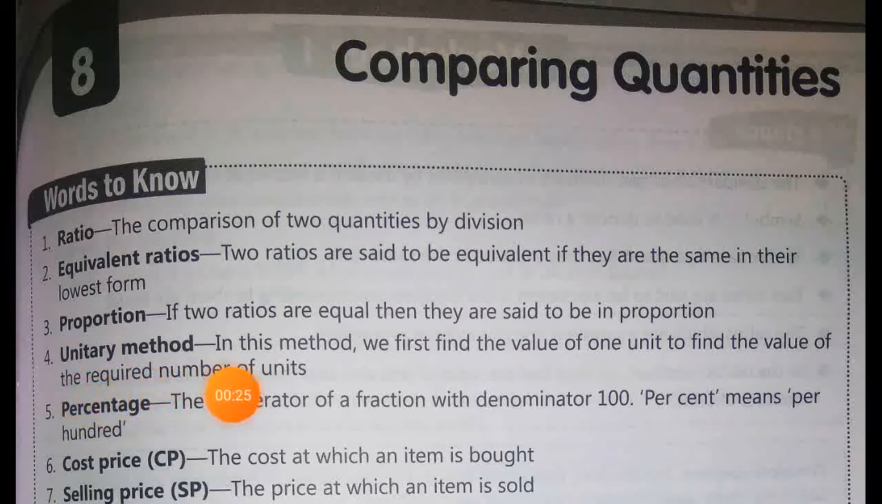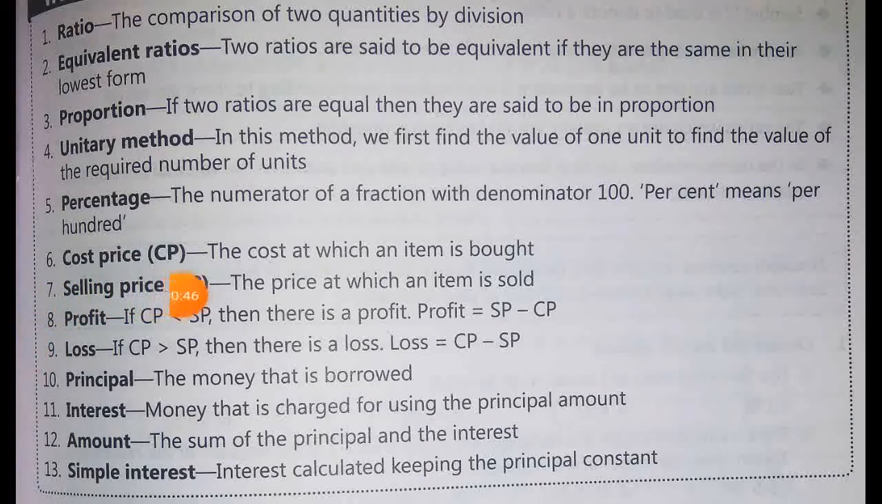Unitary method. In this method, we first find the value of one unit to find the value of the required number of units. That is called the unitary method. Percentage: the numerator of a fraction with denominator 100. Percent means per 100. Now the cost price: the cost at which an item is bought. Selling price: the price at which an item is sold. Profit: if CP is less than SP, then there is a profit. Profit equals SP minus CP. Loss: if CP is greater than SP, then there is a loss equal to CP minus SP.